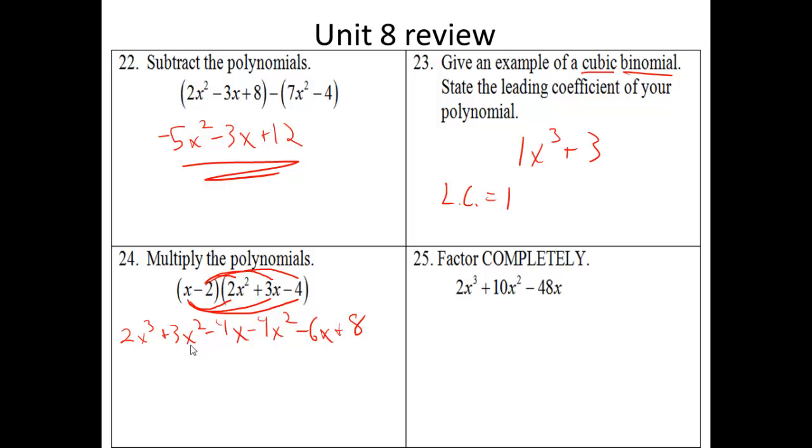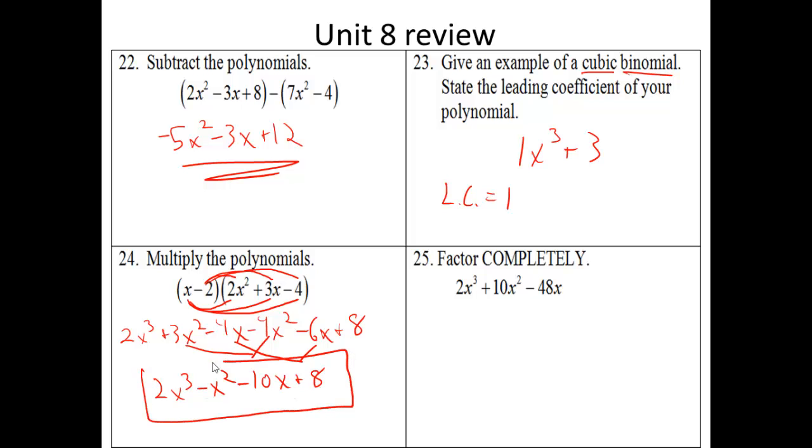And now we're just going to combine the like terms. 2x to the third minus x squared minus 10x plus 8. And that is our solution to that one.